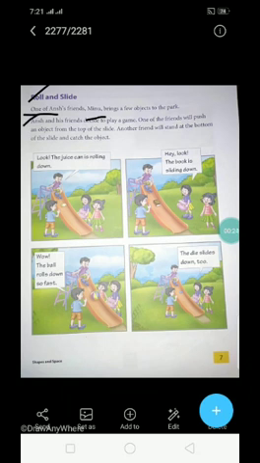Ansh and his friends decided to play a game. One of the friends will push an object from the top of the slide. Another friend will stand at the bottom of the slide and catch the object. So let's see the pictures.